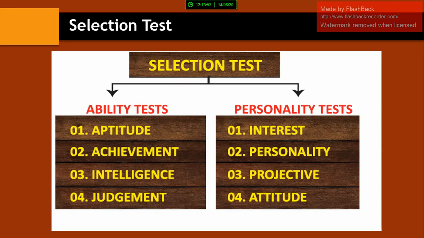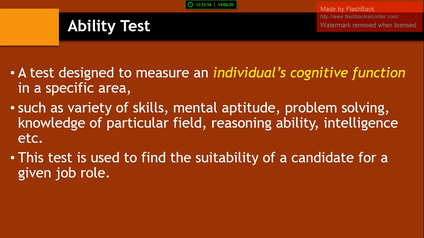First, we are going to discuss the ability test. What is the ability test? Through the ability test, we can measure the candidate individual's cognitive functions. What are cognitive functions? Such as thinking, reasoning, or remembering. Through this test, we can identify the candidate's cognitive functions, like mental aptitude, problem solving, knowledge of a particular field, reasoning ability, and intelligence. We can measure the candidate through the ability test.